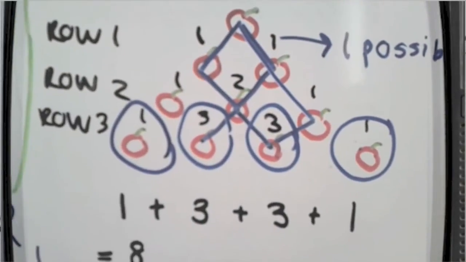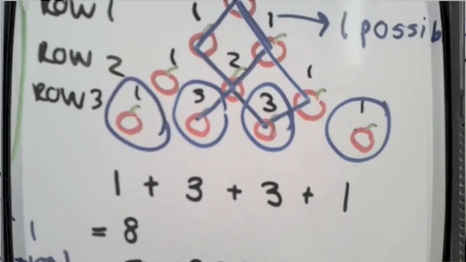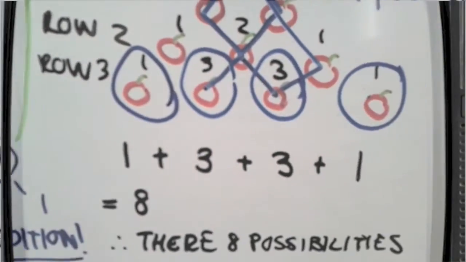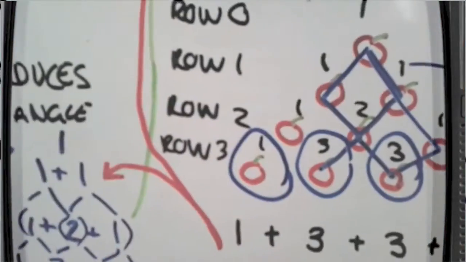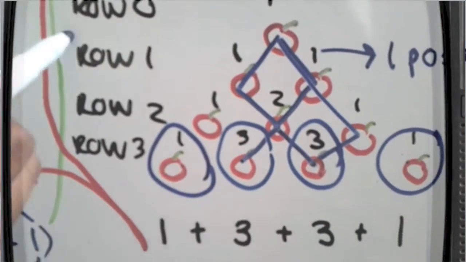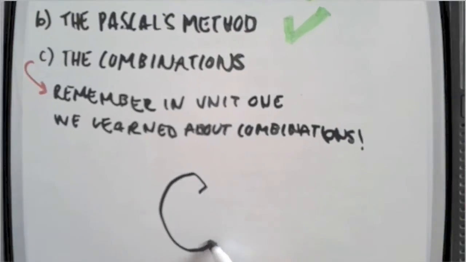But the thing is that that's just for each apple. We want to know the total amount because he could choose any of the bottom apples. So we can add up 1, 3, 3, 1 and get 8, and that gives us a total of 8 possibilities. And this leads us back to the Pascal's triangles that we drew before.